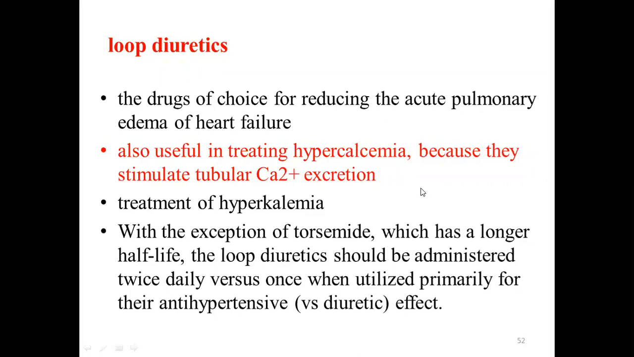Then loop diuretics are useful in the treatment of hyperkalemia because they even promote elimination of potassium. Yes, with the exception of torsemide, which has a longer half-life, loop diuretics should be administered twice daily versus once when utilized primarily for their antihypertensive versus diuretic effect. So most of the time, they are usually given as a twice daily dose.